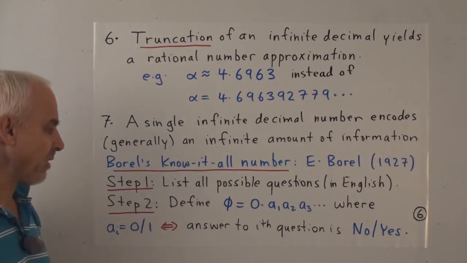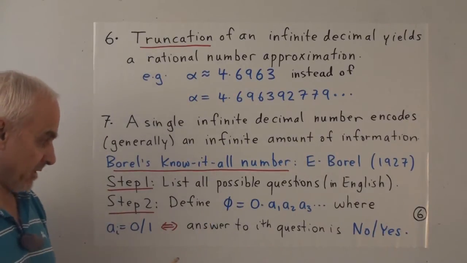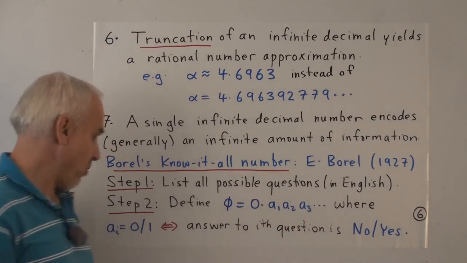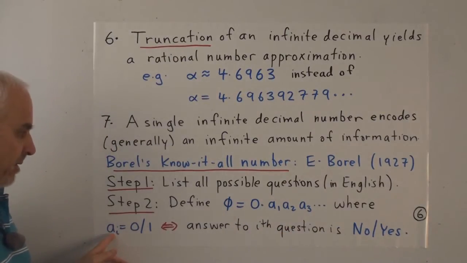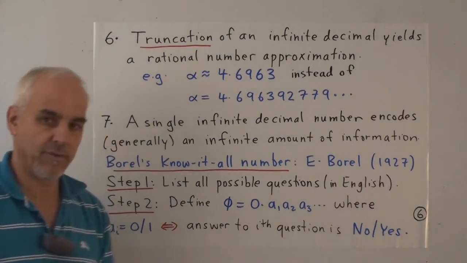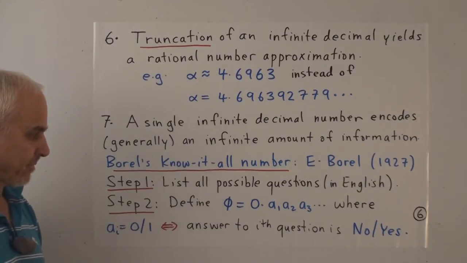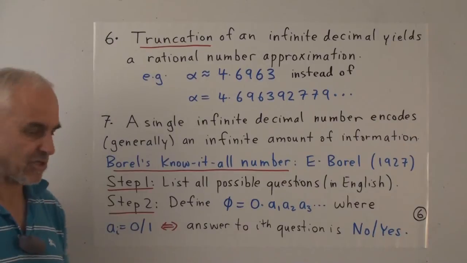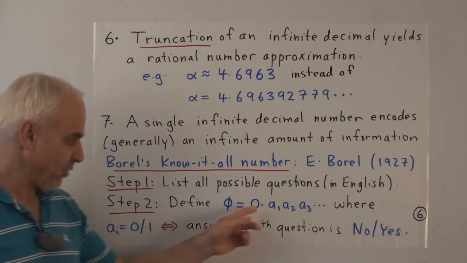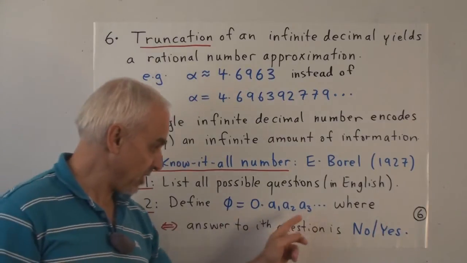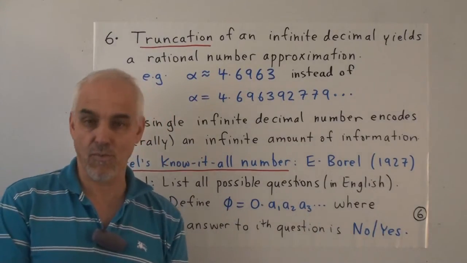And then Borel says, all right, now define a new real number. Define it to be the number 0.A1 A2 A3 and so on, where A_i, the ith digit, is either 0 or 1, depending on whether the answer to the ith question is no or yes. So it's going to be a decimal number that only has zeros and ones as its digits. And if you want to know the answer to the ith question, you just go to the ith digit and see whether it's 0 or 1.